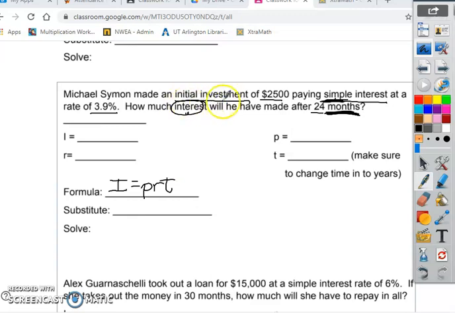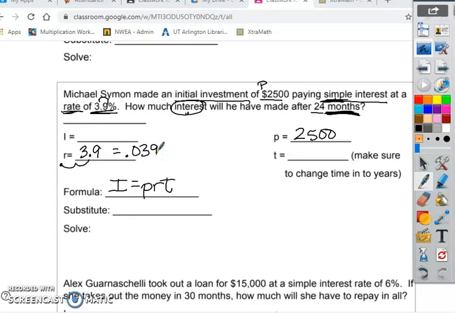The initial investment tells me principal, which is $2,500. So I'm going to write that in. Make sure you always label what you're doing. Okay, make sure you label your variables. My rate is 3.9%. And I do have to move that decimal twice. So it's going to be 0.039.